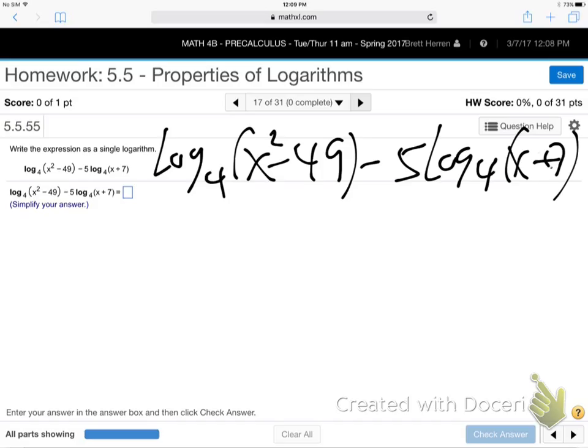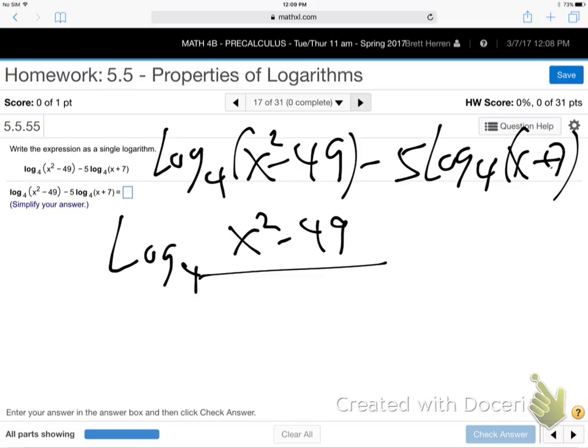And then subtraction, right here in the middle of two logs, easy operation for two logs, so just subtraction. It's going to become what? Dividing for one log. Harder operation for one log. So log base 4 of x squared minus 49 over x plus 7 to the 5th. That 5 goes up here, huh? Good so far?